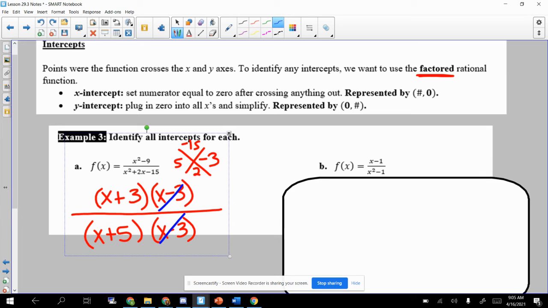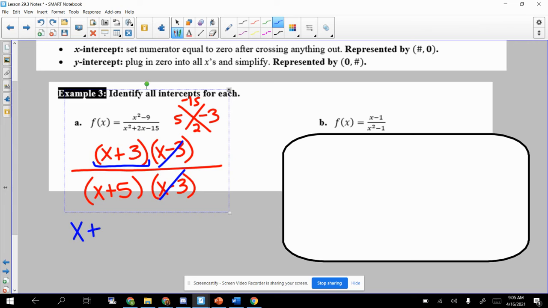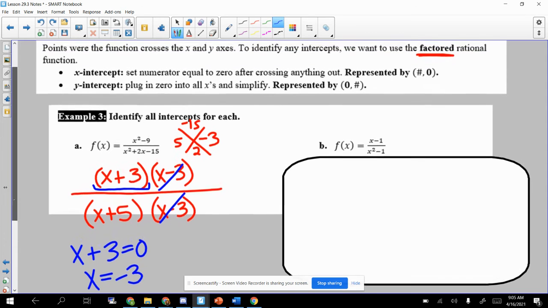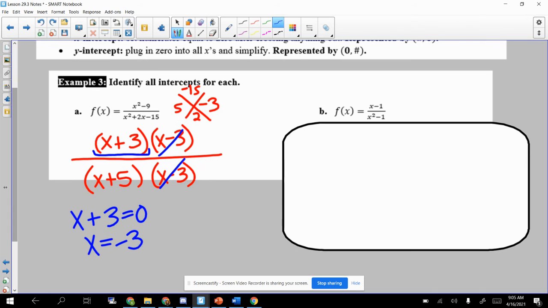And so what we have to do is just set the numerator equal to 0. So here's your numerator. x plus 3 equals 0. Subtract the 3 over, so you get x equals negative 3. And then because it's your x-intercept, you want to write it as the number, negative 3, as your x value, and then 0. So you want to write it as an ordered pair. So that would be your x-intercept.